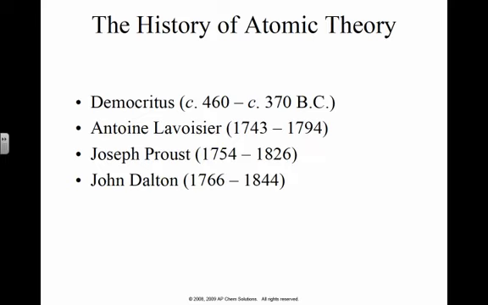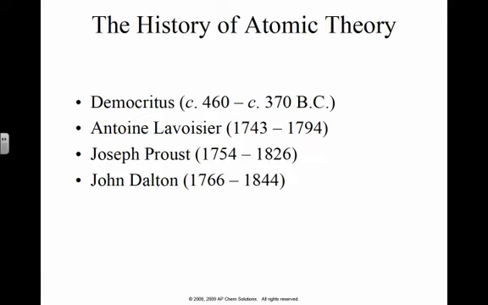There's four guys, Democritus, Lavoisier, Joseph Proust, and Jonathan Dalton, that have kind of come up with the concept that we now actually call Dalton's atomic theory. Democritus was the first one to mention the concept of atoms, tiny little things called atoms. He did this back in 400 BC. Of course, Aristotle didn't agree with him, so that was thrown away.